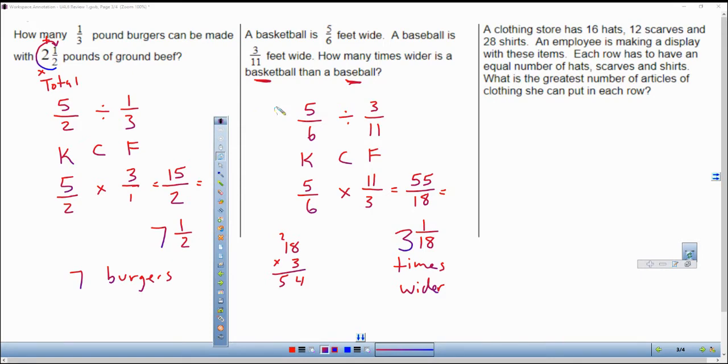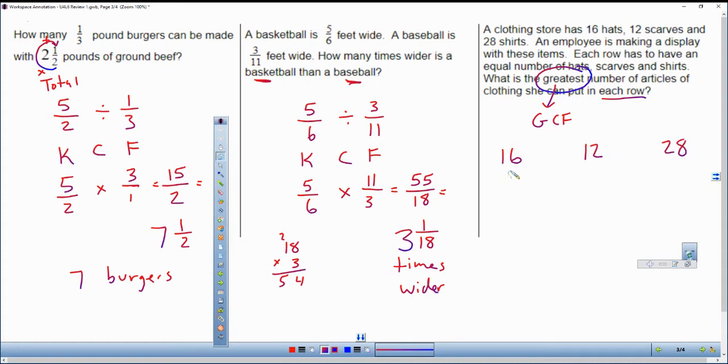All right, this is a different type of problem. It says a clothing store has 16 hats, 12 scarves, and 28 shirts. An employee is making a display with these items. Each row has to have an equal number of hats, scarves, and shirts. What is the greatest number in each row? I'll tell you what, it's either GCF or LCM. This is not a fraction problem. Because the word greatest is in there, that's GCF. We're going to find the greatest number of articles of clothing in each row. So we're going to write these numbers down, 16, 12, 28, and break them down.